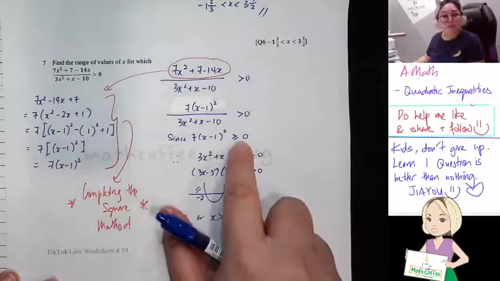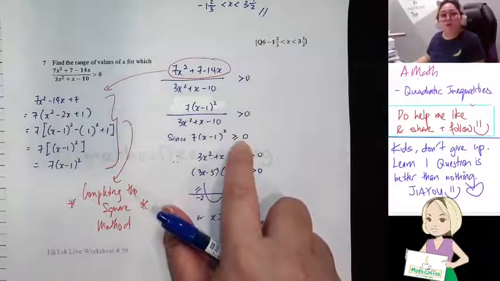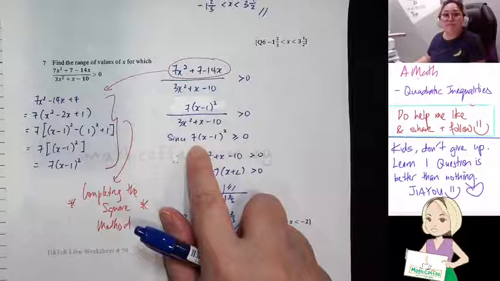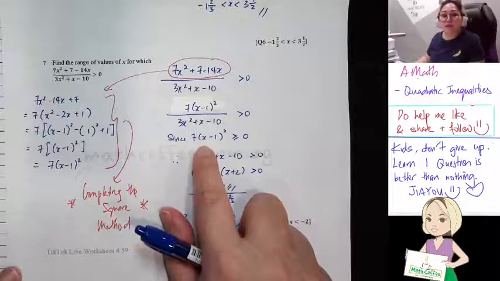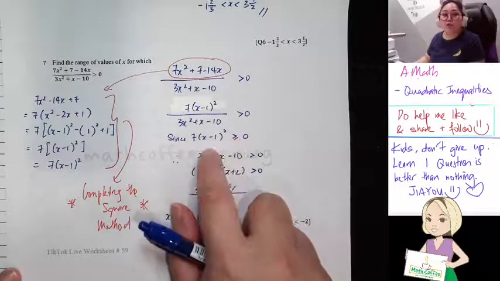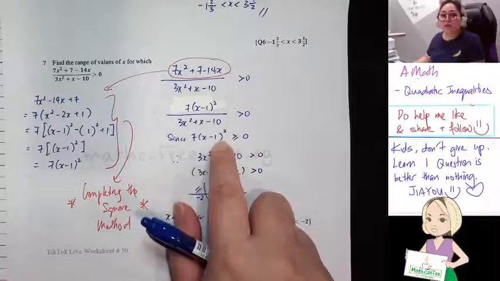You mean this one? I will put the equal sign, you know why? Because if x is 1, 1 minus 1 is 0. 0 squared is still 0. So this expression still can be 0. Agree?